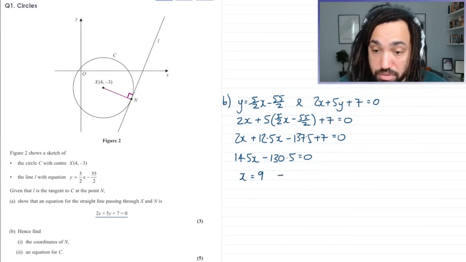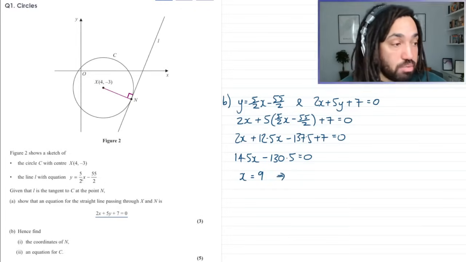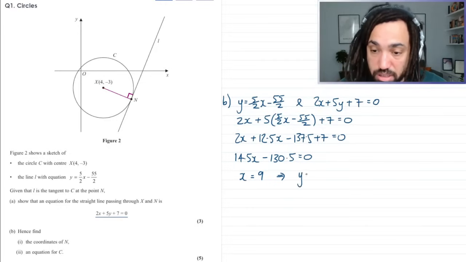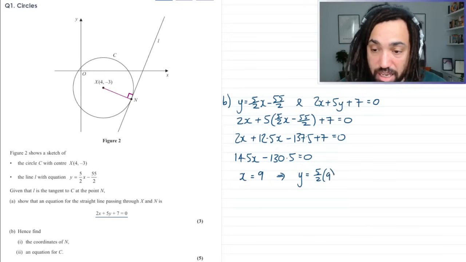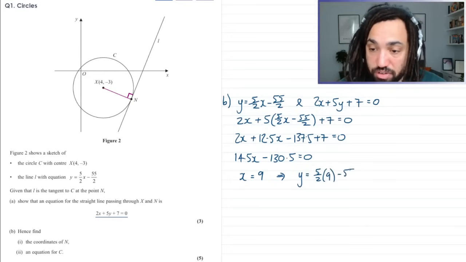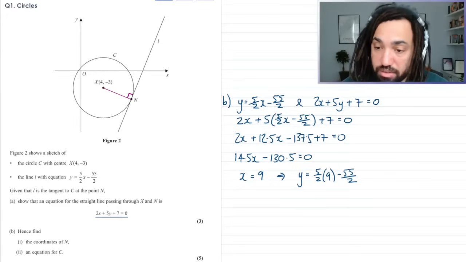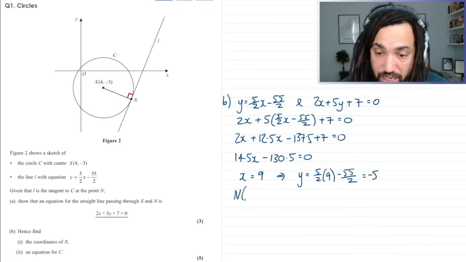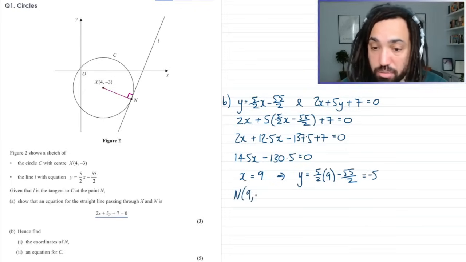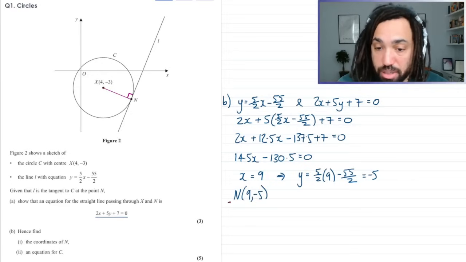And then we need to substitute that into one of the equations. So let's just pick this one here because it's already y equals. So y would therefore equal 5 over 2 times x, which we know is 9, minus 55 over 2. I'll just put that into my calculator, and that gives us minus 5. So just to confirm, we'll write N. The x coordinate is 9 and the y coordinate is minus 5, and then that will be our final answer for part B(i).